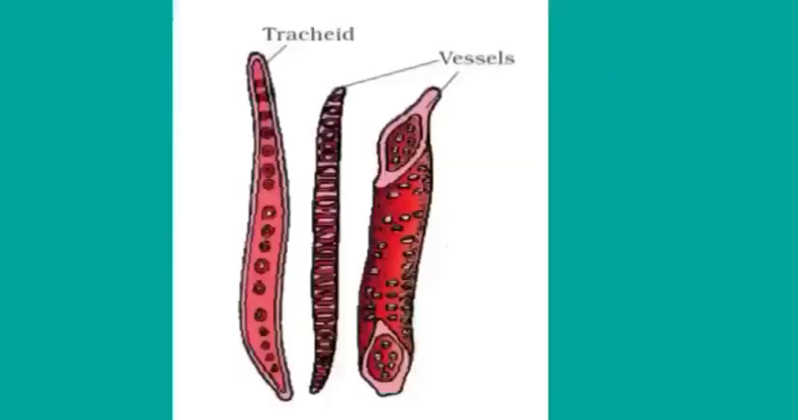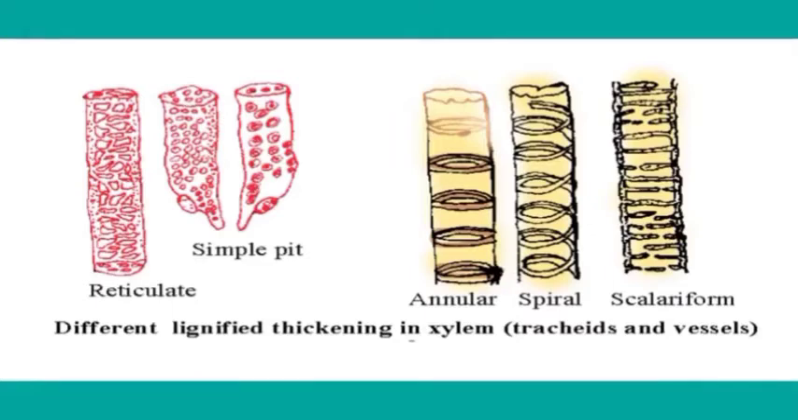Let's check the diagrammatic representation of xylem tracheids and xylem vessels. See those diagrams carefully. See the difference between lignified thickenings in xylem tracheids and xylem vessels. The reticulate and simple pit containing diagrams are xylem tracheids. The second one, annular, spiral, scalariform elements, are xylem vessels.